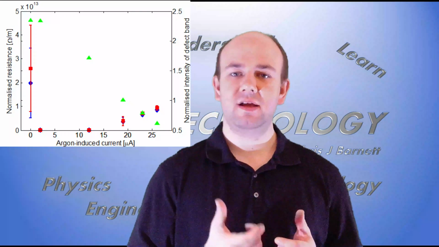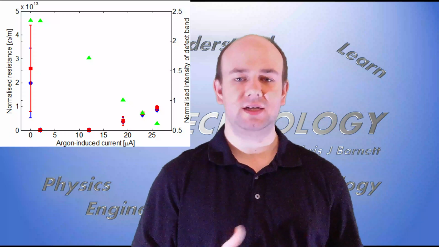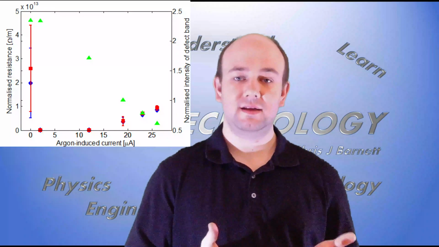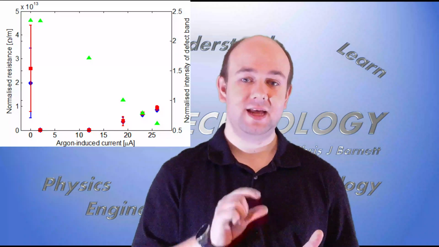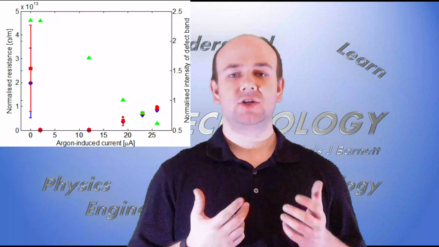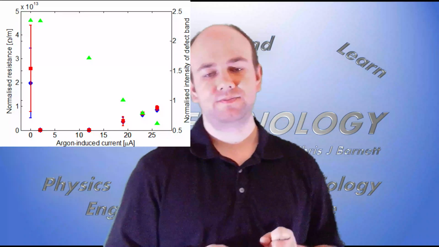What we did then was use a very light argon bombardment on the nanowires, and as you can see, the resistance dropped massively. It dropped several orders of magnitude, and those error bars really tightened up. So the actual measurements were far more consistent.